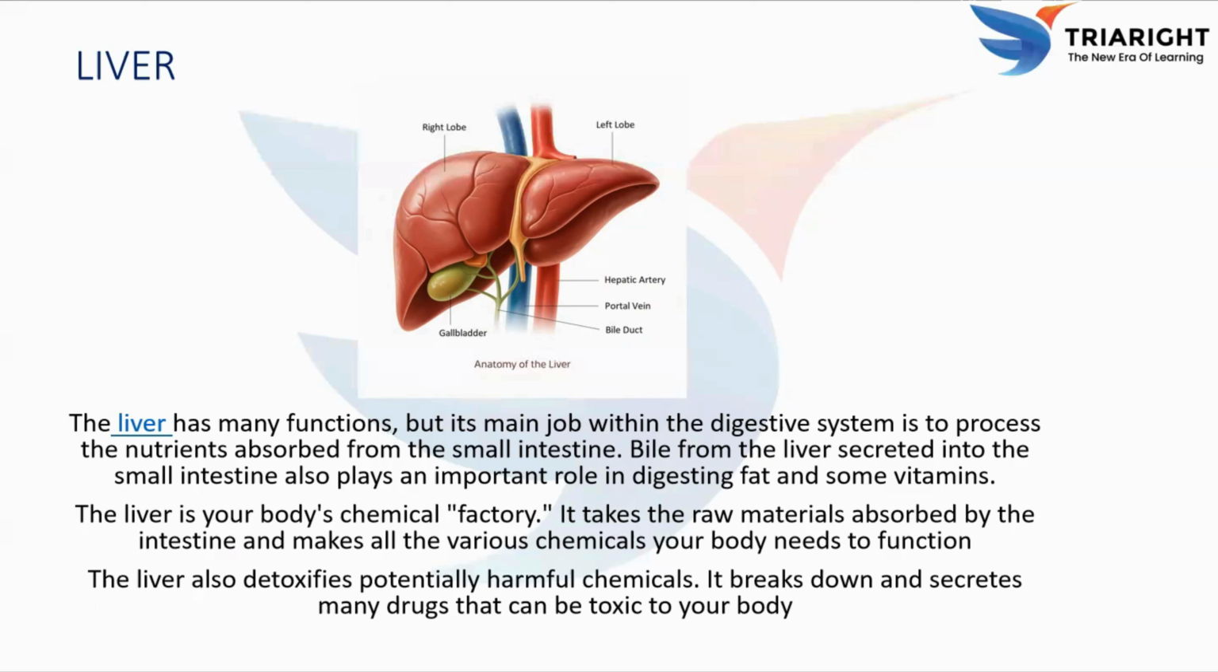Liver has many functions, but its main job with the digestive system is what? As I already told, to process the nutrients absorbed from the small intestine. So first the nutrients are absorbed from the food by the small intestine, and then after absorbing the nutrients, to process the nutrients, here the liver is helpful. So there are many functions of liver like bile production, metabolism, detoxification, storage, synthesis, and also the immune function.